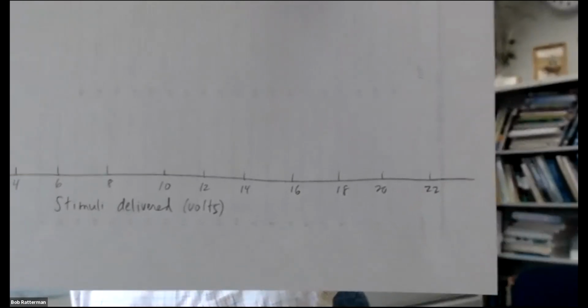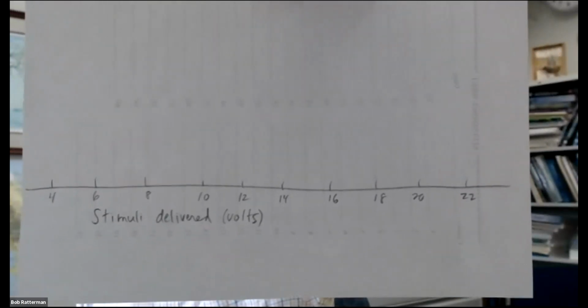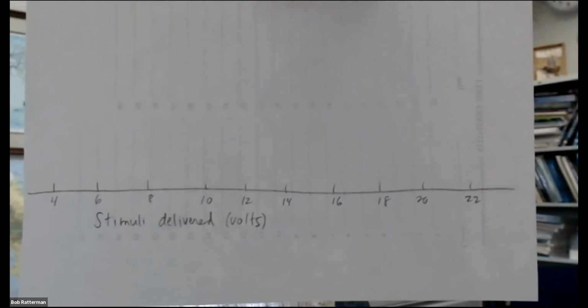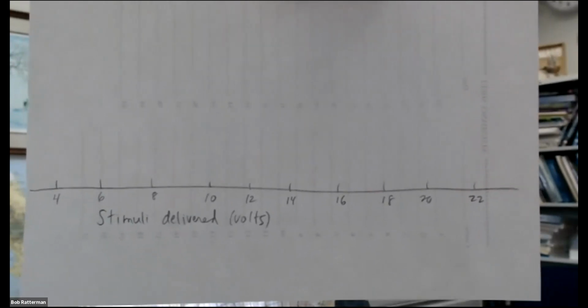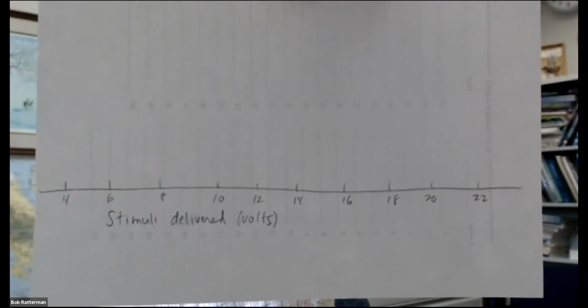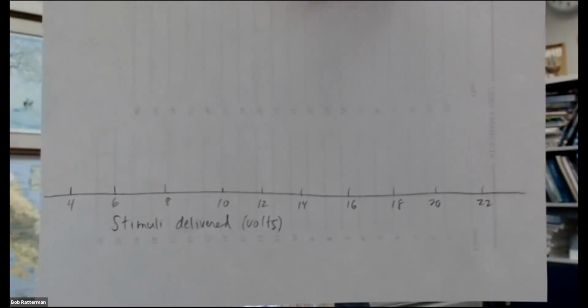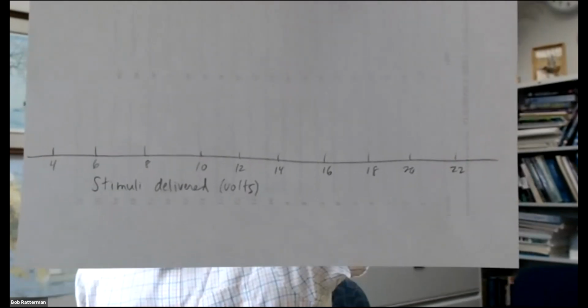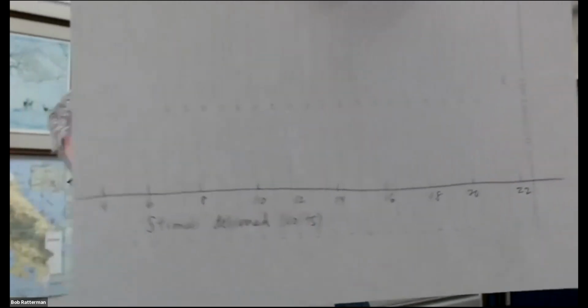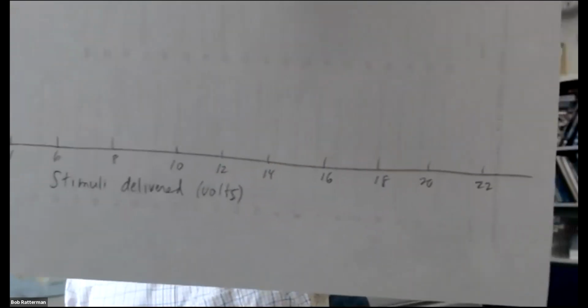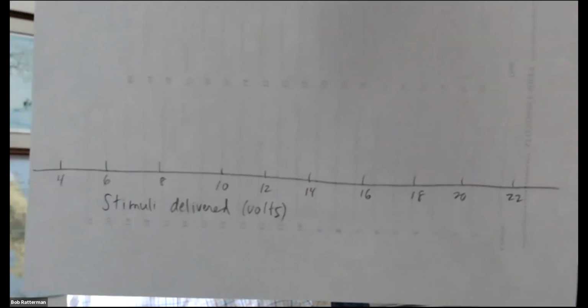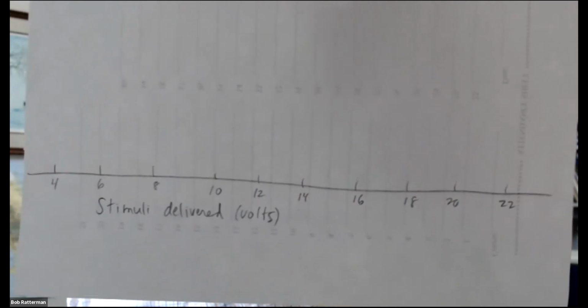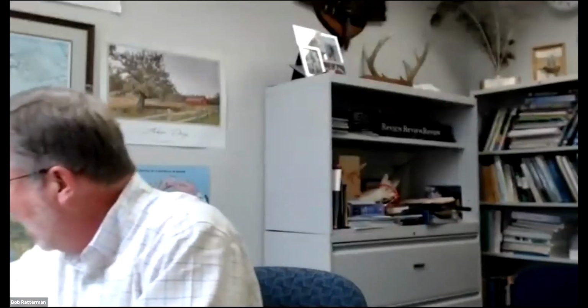Okay, so here's the scenario. We're going to deliver a number of different volts to that isolated gastrocnemius muscle of the frog, and we're going to see how the frog responds to that. Everybody see the scenario? And we're slowly increasing the voltage. We're going to start at 4 volts, and we're going to go up by 2 to 22. How will the muscle respond to that? I'm going to draw that in red pen.